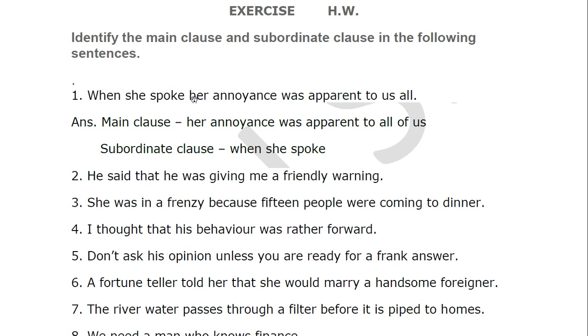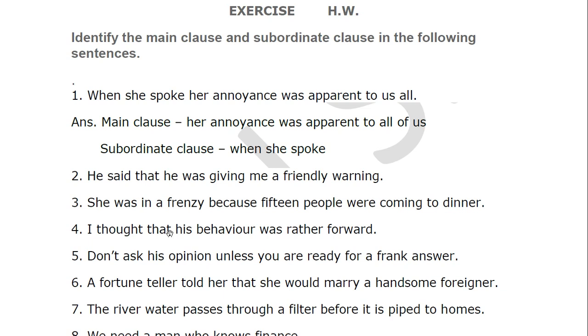Okay. So now look at the main clause that you marked. Her annoyance was apparent to us all. Is it complete? Yes. So that means it is the main clause. And also, remember I told you the main clause you can divide into subject, verb, object. This is your subject, her annoyance. This, was apparent, is your verb, and to all of us is your predicate or your object. Okay, I'll read the rest now.